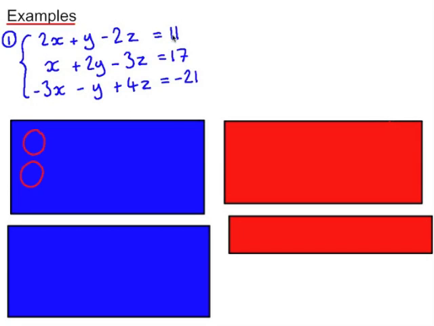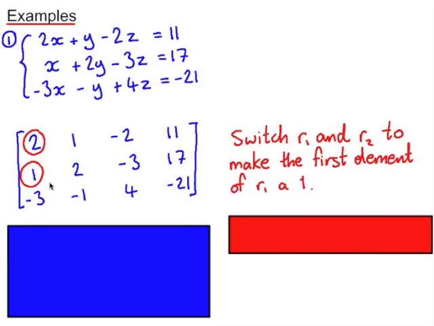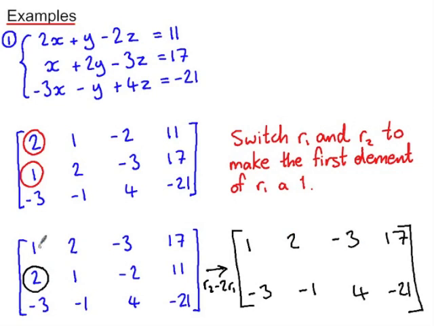So in this system of equations here, with the coefficients and the constant terms, it's easier to work with a matrix if the top left is a 1. So we're going to switch row 1 and row 2 so that the first element of row 1 is a 1. And then my next move will be to replace row 2 with row 2 take 2 lots of row 1. So 2 take 2 lots of 1 is 0.